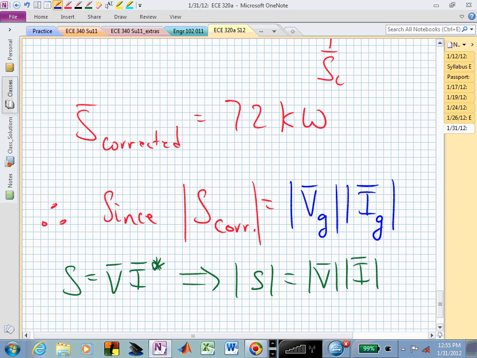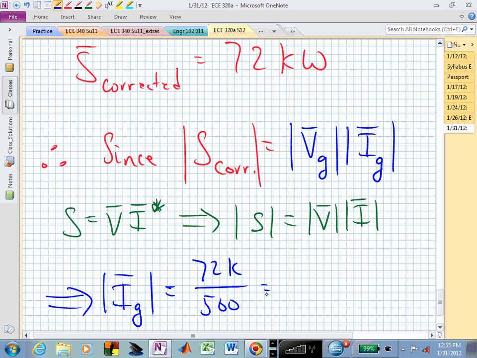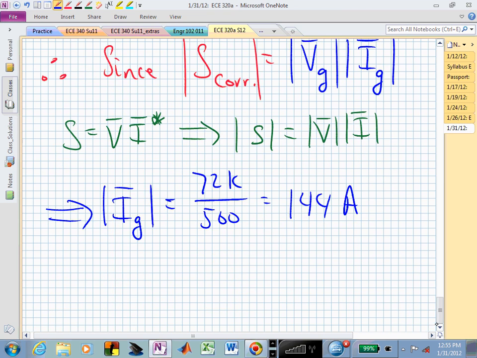I know the left-hand side, that's 72K, and I know half of the right-hand side. I still know V sub G. That's what my source is supplying. That's the 500. If that's the case, the magnitude of the supply current is now 72K divided by 500. If you compute that, you end up with 144 amps.